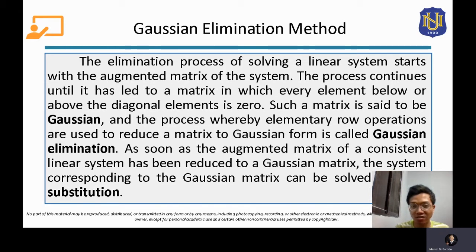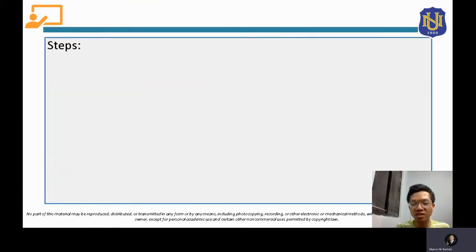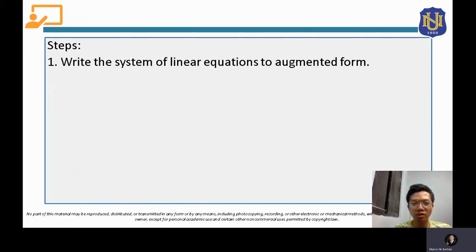Now, since it is mentioned here that in the Gaussian matrix the elements below or above the diagonal, the principal diagonal, are zero, that means the matrix is an upper or lower triangular matrix, right? So these are the steps in the Gaussian elimination method.